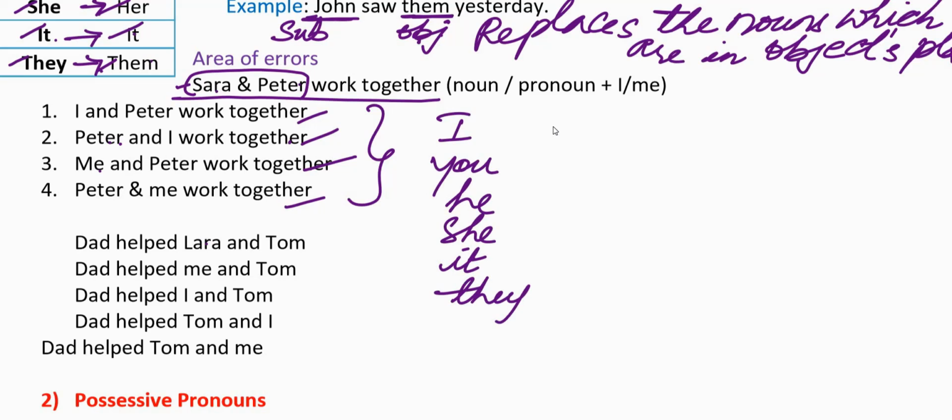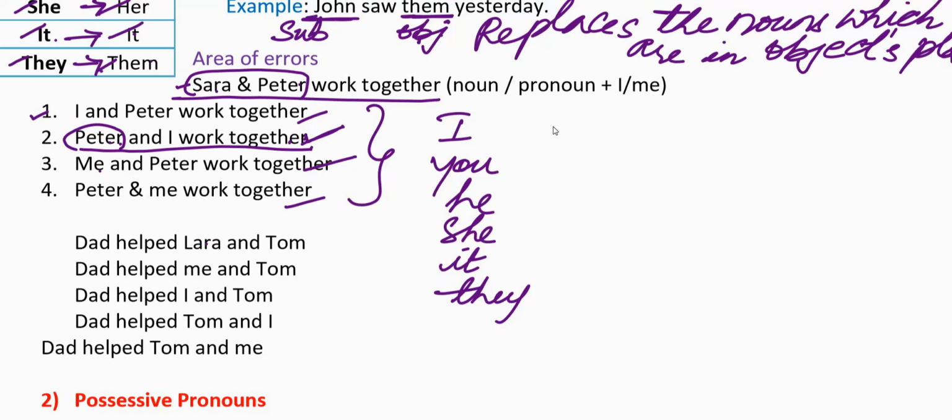As Sarah is uttering this sentence, we have to look from her point of view. So what will she say? I and Peter work together? Well, grammatically it is correct. But it is considered more polite if she says, Peter and I work together. Because in English, if you put the other person forward, it is considered more formal and polite. So Peter and I work together is the correct sentence.